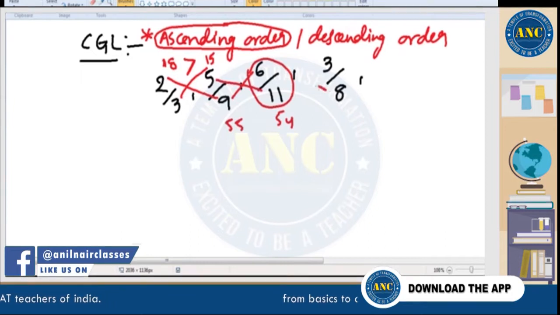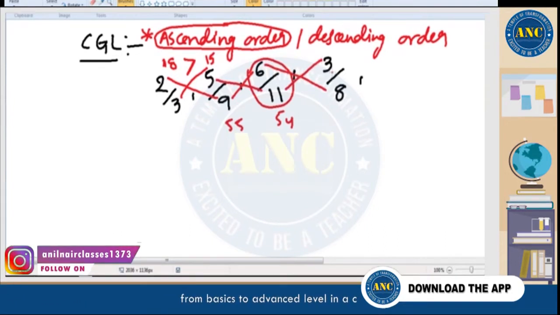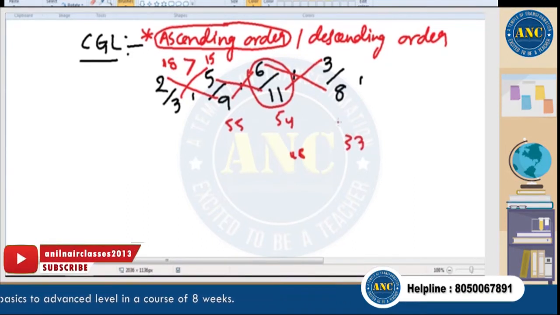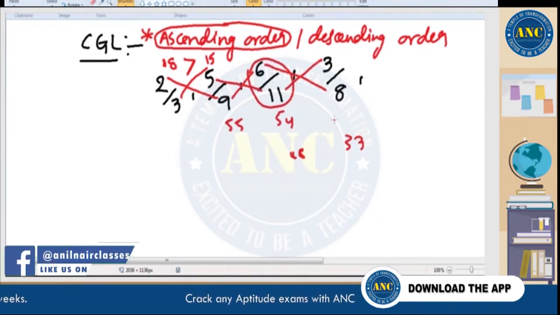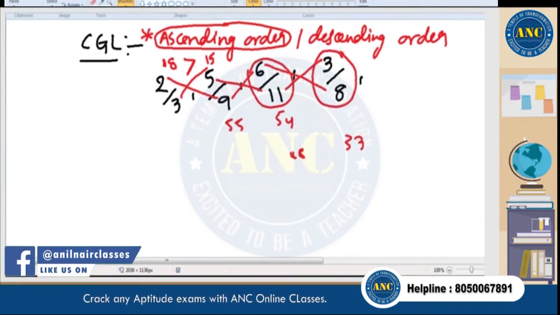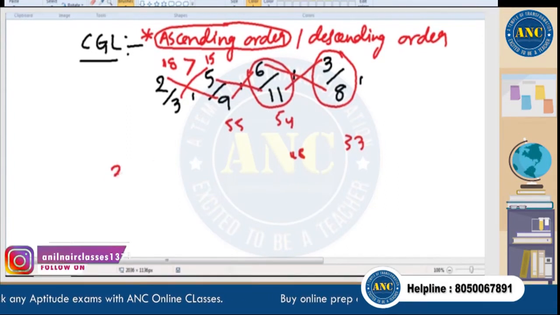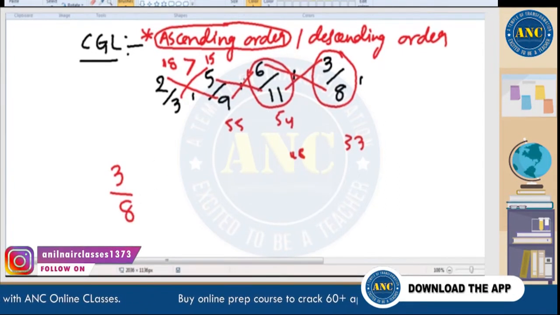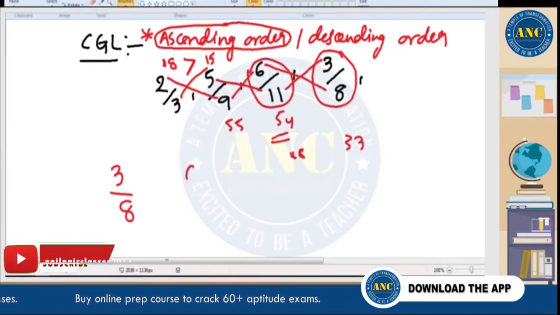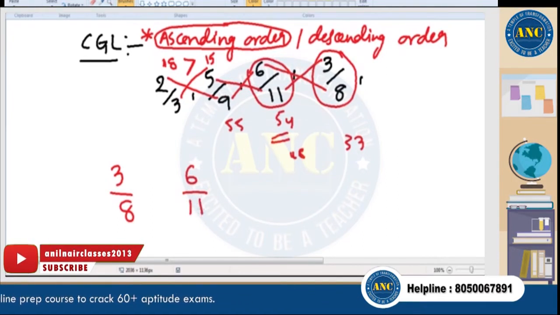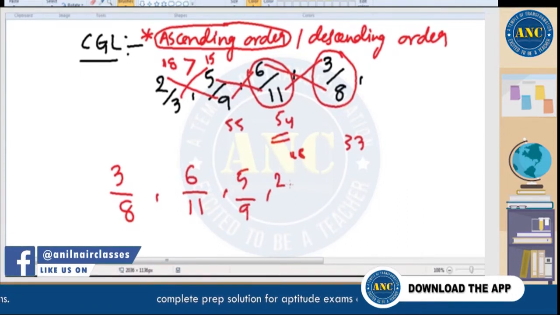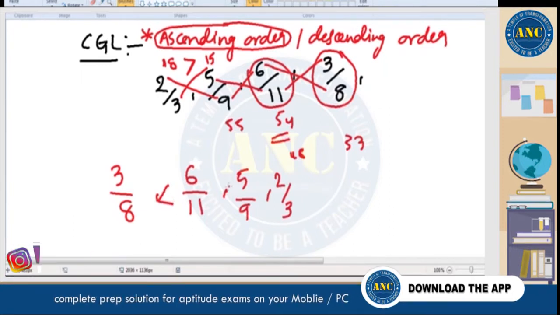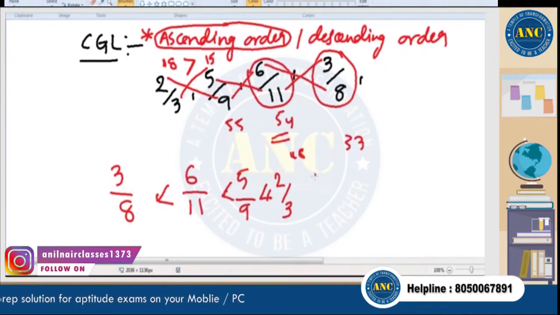I need this as of now because I am trying to arrange it in ascending order. Now, 8 6s are 48. 11 3s are 33. It is 48. It is 33. Fortunately, the order is already in descending order, because it is 33, the least one, 3 by 8. And between these two, this one is the least one. Fortunately you got that. Ascending means 3 by 8, 6 by 11, 5 by 9, 2 by 3.